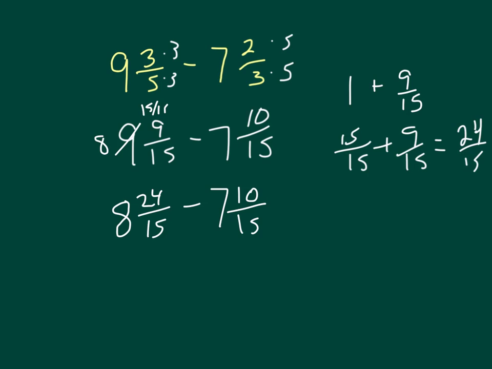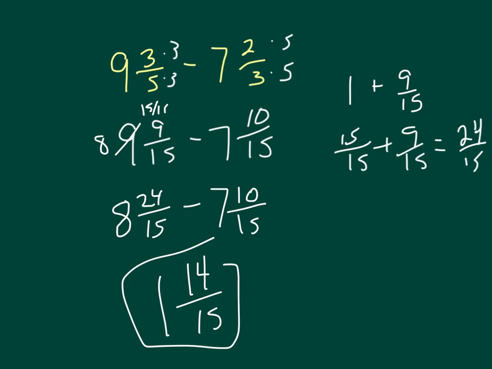So I'll do the fraction first. 24/15 minus 10/15 would give me 14/15, and 8 minus 7 gives me 1, so my final answer is 1 and 14/15.